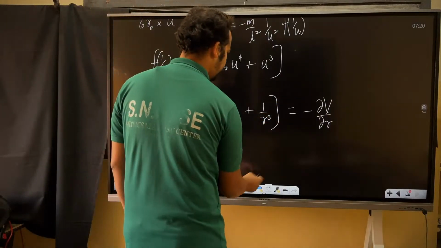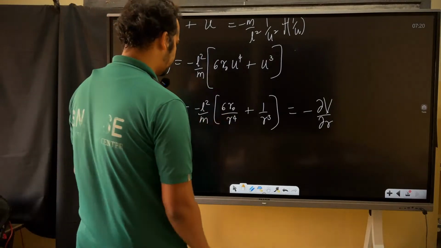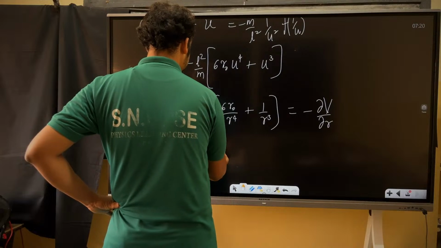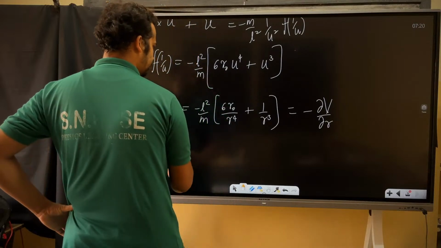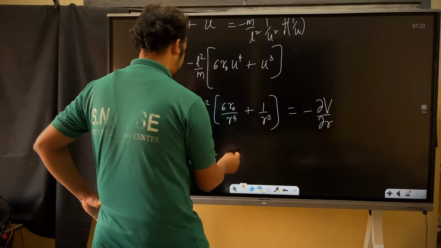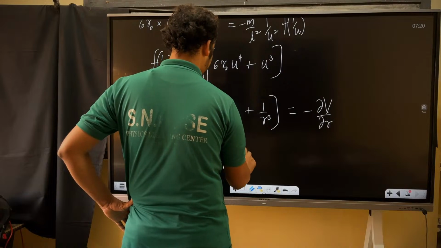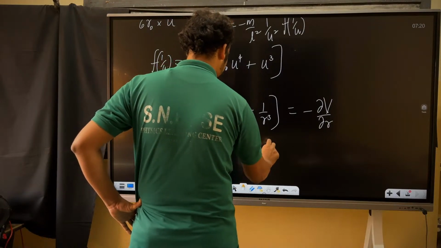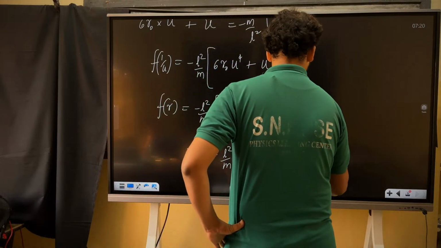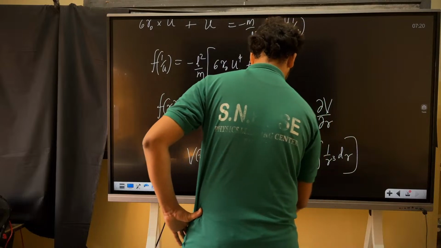Now, how do you find v? Just integrate it. Don't worry about any constant. So if you integrate it, what would you get? V of r is equal to L square by m, times 6 r naught integral of 1 by r raised to 4 dr, plus integral of 1 by r cube dr. Fine.